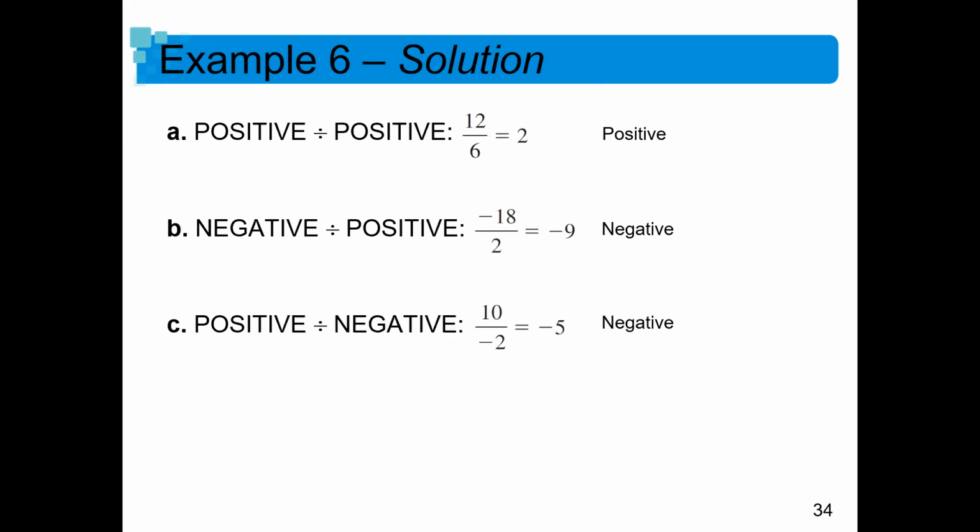And the same is true for letter C. The dividend and the divisor have opposite signs, so your final answer should be negative as well. And finally, for letter D, both are negative, so the final answer should be positive.